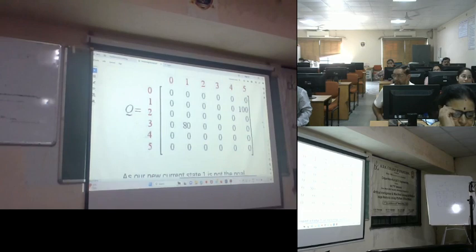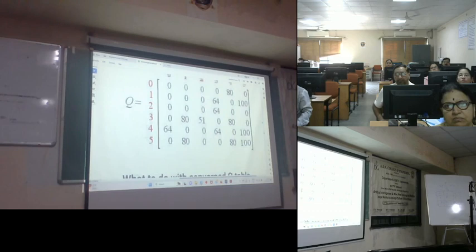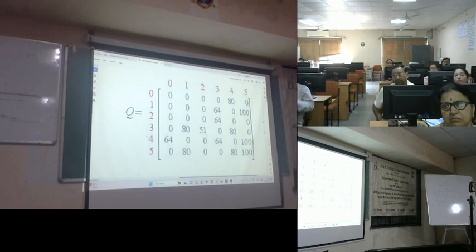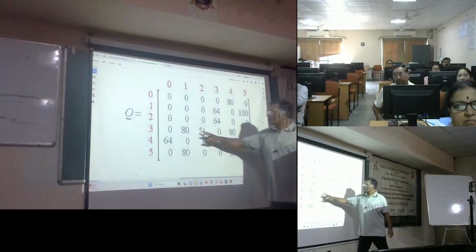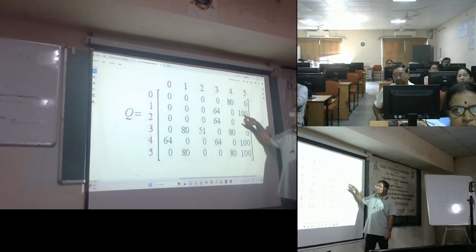Nahin, you go down, no? So go down, show the last matrix. So go slightly. So this is the Q matrix after many iterations. So this is stabilized here. So is tarah se wo change hote rahega, depending on your matrix. So now if you are in state 3, then you can choose to go to either 4 or 1. And once you go to 4, you always pick the highest one. Go to 5, or if you go to 1 also you can go to 5.